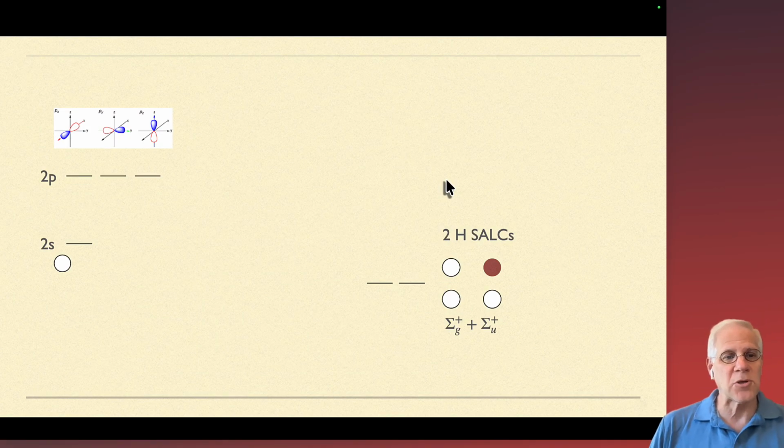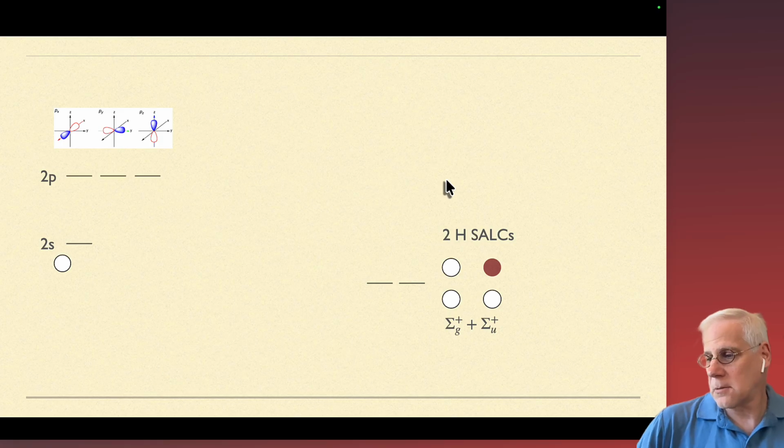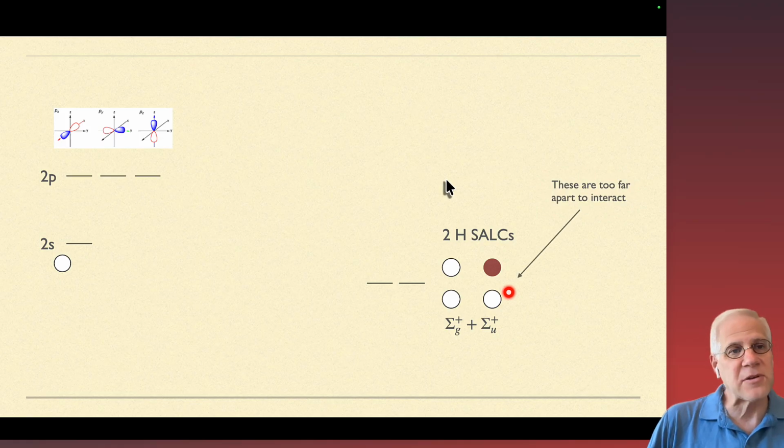So let's go through and create our molecular orbital diagram. We have our SALCs over here, sigma g plus and sigma u plus. Same thing applies here, especially with that linear molecule. These orbitals are too far apart to interact, so we don't have to worry about them interacting with each other. We do have to go through and find the symmetries of the different orbitals.